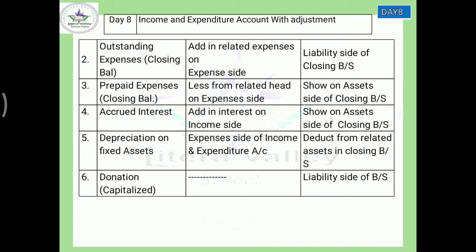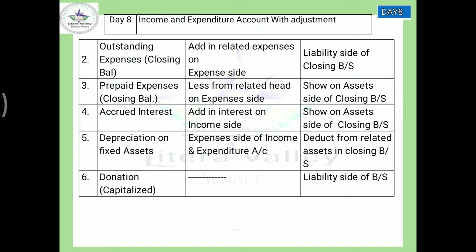Now come to the prepaid expenses. It is a closing balance. So how will we deal with it? Prepaid expenses you need to reduce from the related head on the expense side of the income and expenditure account, and it will be shown on the asset side of the balance sheet.